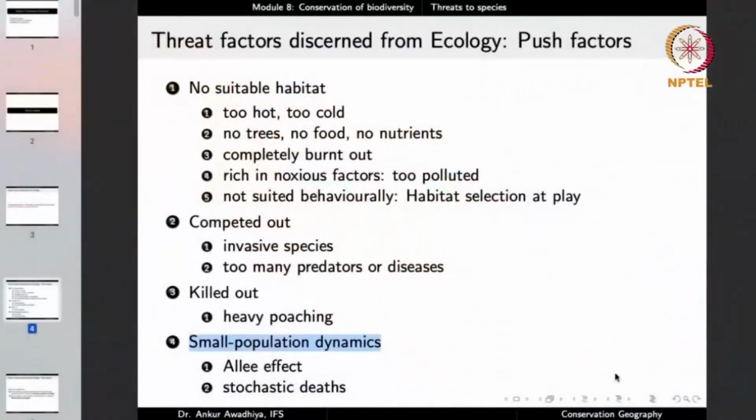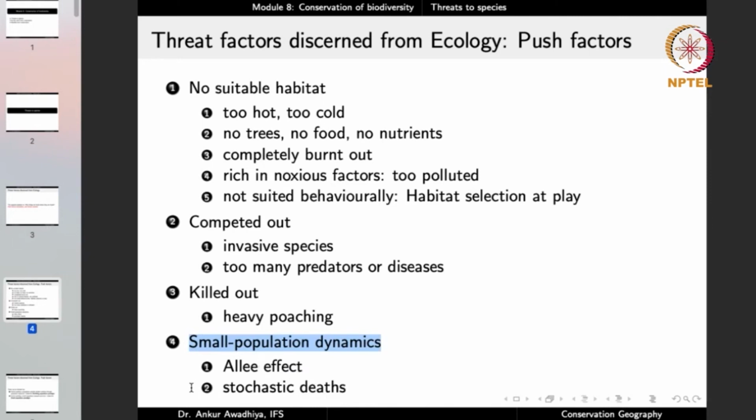Another example is that once you have very small population sizes, the animal density is so low that the animals are now unable to find their mates. They have to travel very long distances in search of mates, and in a number of cases they just do not find their mates. And so the efficiency of reproduction goes down. So these effects occur when you have smaller populations.